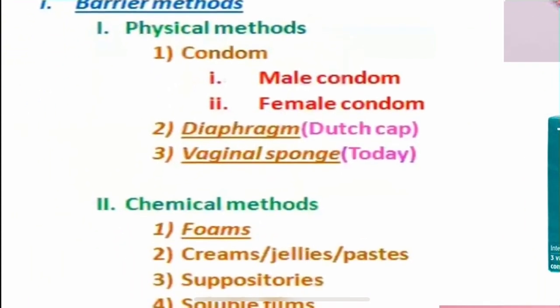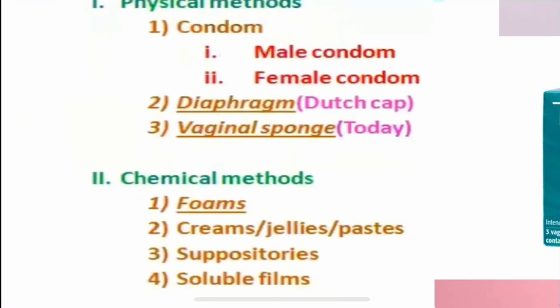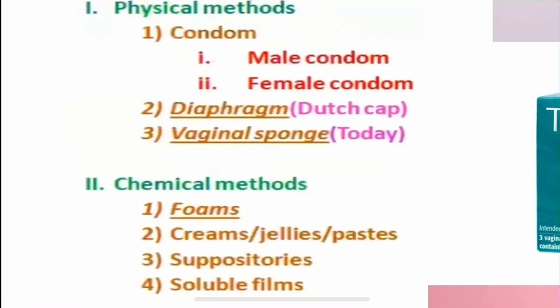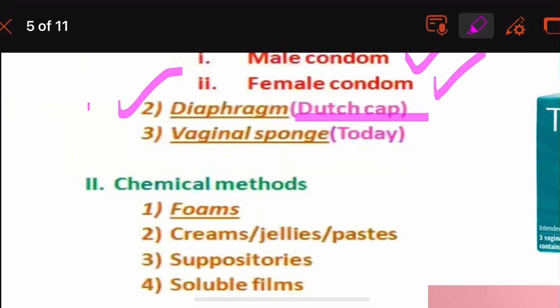Moving on to the first method, the spacing method. In the spacing method, the first one is the barrier method. Barriers include the physical method and the chemical method. Under the physical method we have condoms, which are of two types: male condoms as well as female condoms. The second one is the diaphragm, also known as the Dutch cap. This diaphragm is a vaginal barrier. It was invented by a German physician, so it is also known as the Dutch cap.